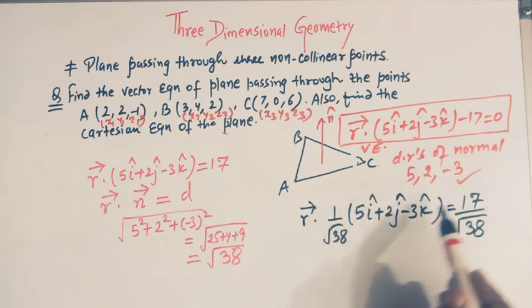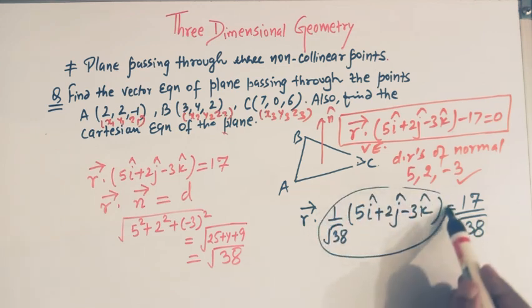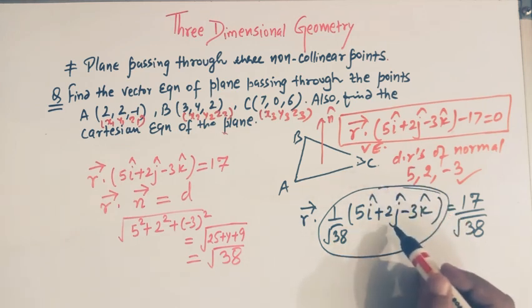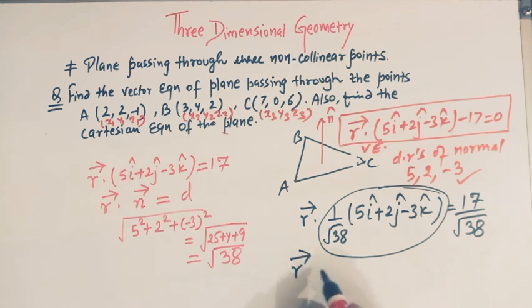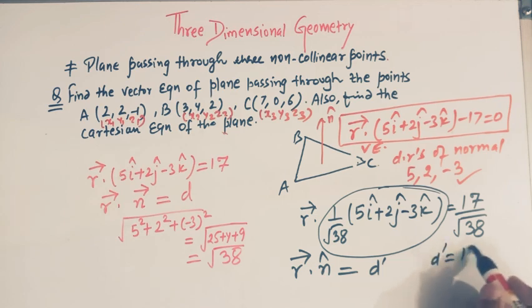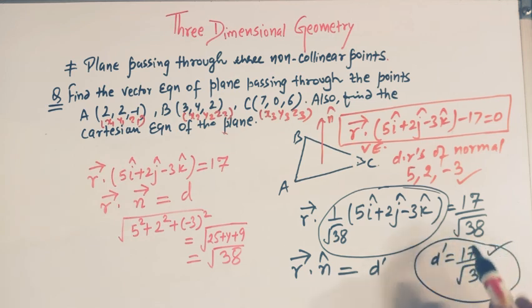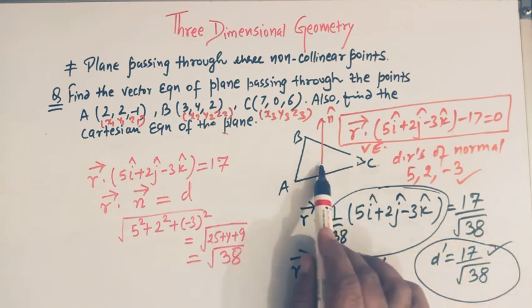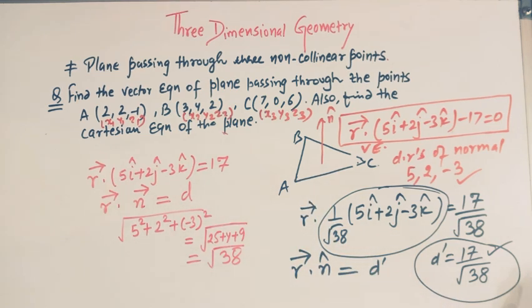Now see, this vector now represents a unit vector, right? This represents a unit vector, so we have r dot n cap is equal to say d prime, and d prime is equal to 17 divided by square root of 38, and this quantity represents the distance of this plane from origin, right?